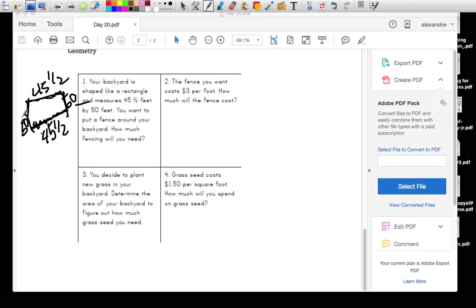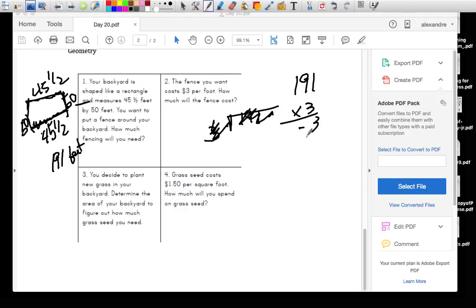So you would have to add all those four numbers, 50 plus 50 plus 45 and a half plus 45 and a half, which is 191. We need 191 feet of fencing to go around, not the area, fencing. The fence you want costs $3 per foot. How much will the fence cost? Well, I need 191 feet of fencing, which is a long fence, and it's $3 per foot. So I have 191 feet times 3. It's going to give me $573 to go around that backyard. Yikes!